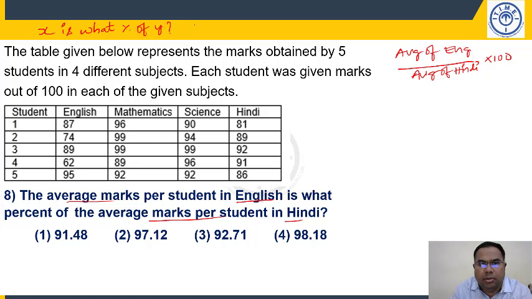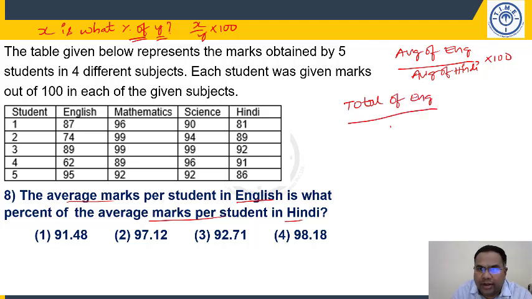X by Y into 100. The quantity that follows "percentage of" should be in the denominator. So English is what percentage of Hindi? Average of English by average of Hindi into 100. Here one important point: average of English is total of English divided by how many students?